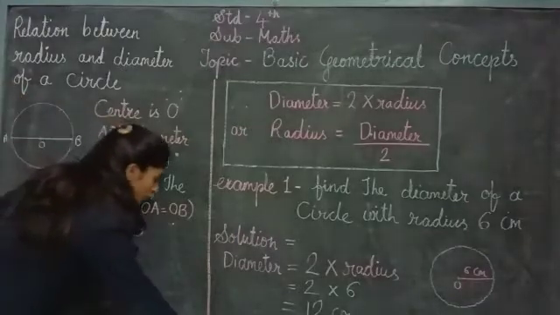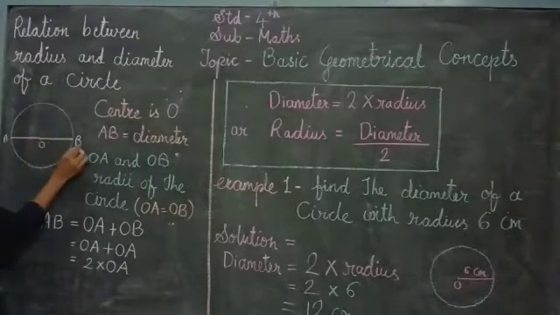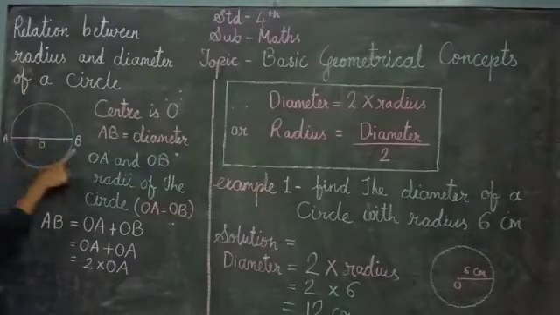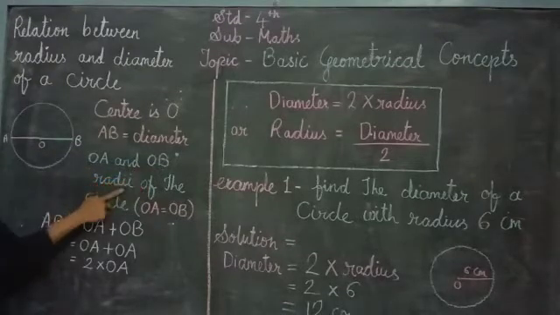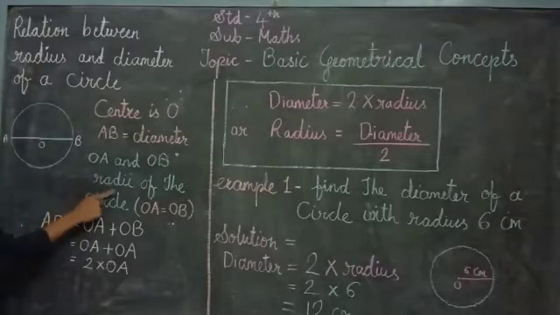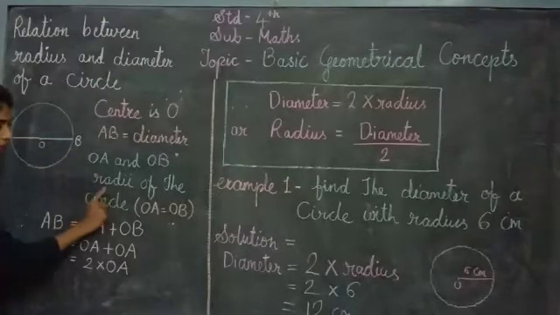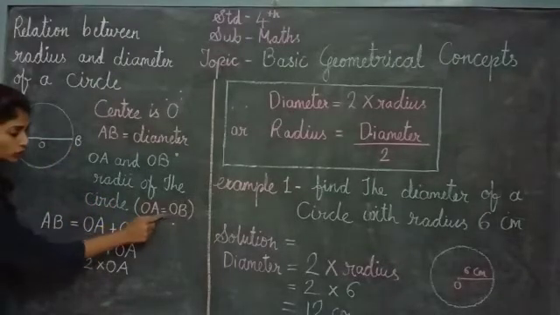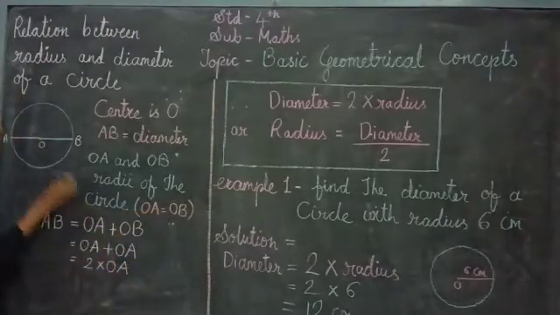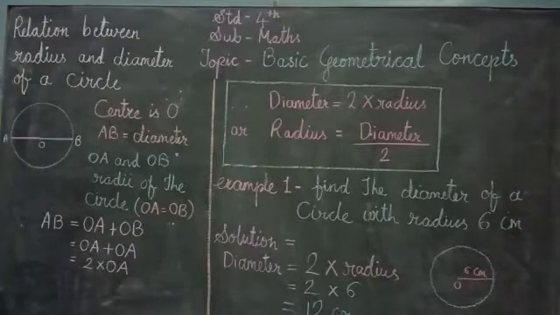Now where is our OA? This is our OA, and this is our OB. So OA and OB are radii. This is the plural form of radius. When one radius is there, we call it radius. When more than one radius is there, we call it radii. So OA and OB are the radii of the circle, and both the radii are equal to each other. This OA and this OB are both equal.